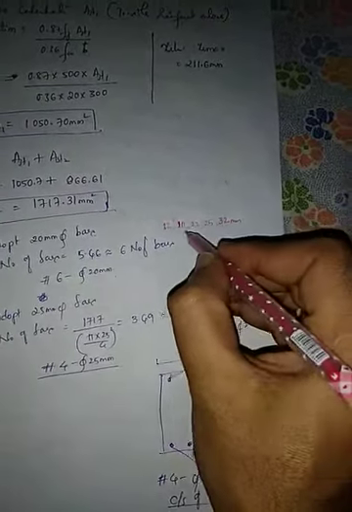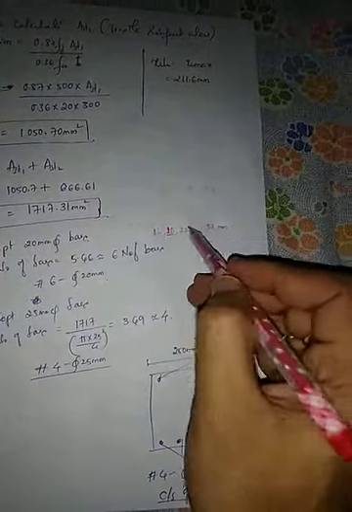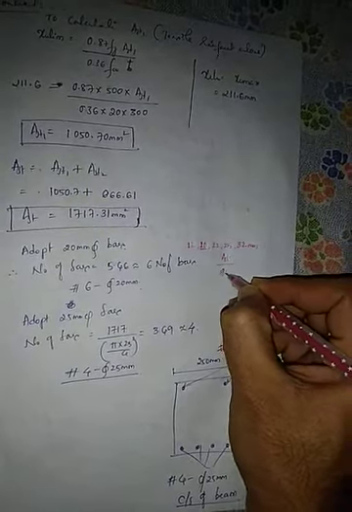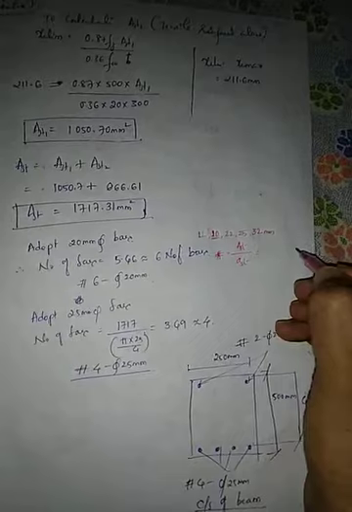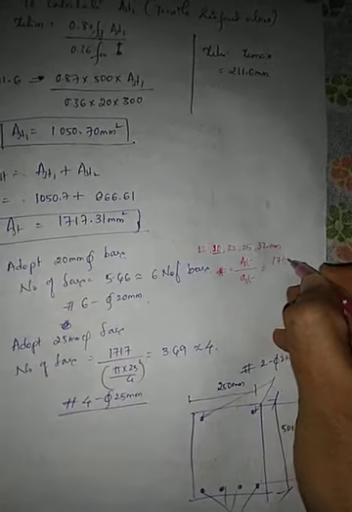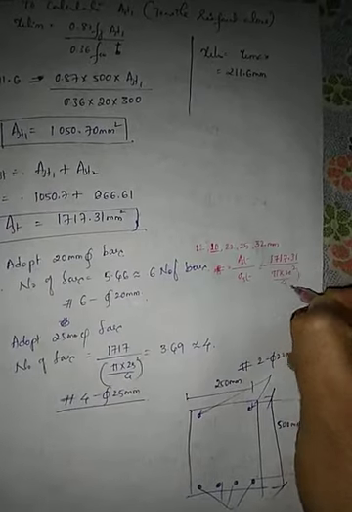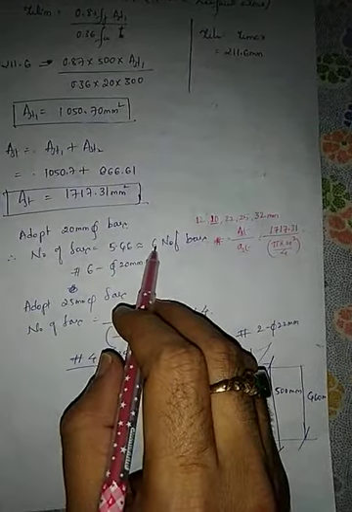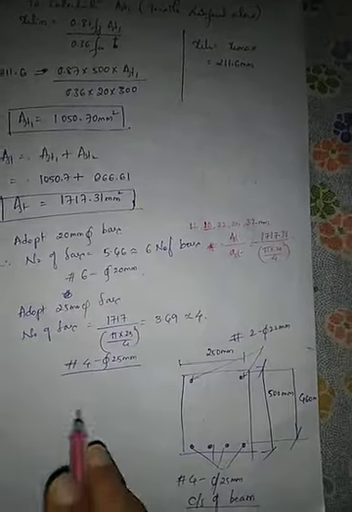You adopt any value. Here I adopted 20 mm as the diameter. If you adopt 20 mm, then total AST will be 1717. So this will be the formula, small ast. Number of bars n is equal to capital AST divided by small ast. Capital AST is 1717.31 divided by pi into 20 square divided by 4. Calculate this, you will get a value 5.46. Round off to the next higher number, it will be 6. Therefore n means number. 6 numbers of dia 20 mm is provided at the tension face.